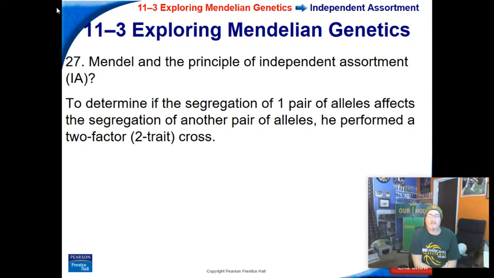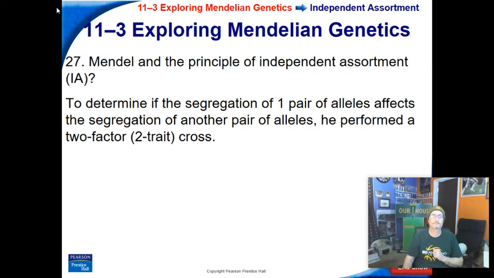So Mendel and the principle of independent assortment. Every time you see IA, that's what independent assortment is. So he wanted to find out if one pair of alleles, remember, most genes have two forms, a dominant form and then a recessive form. One pair of alleles, the segregation, remember in meiosis, during metaphase, the chromosomes get pulled apart and each gamete ends up with half of the genetic information. Whether or not the segregation of one pair of alleles would affect the segregation of another pair of alleles. And in order to do that, he formed a two-trait or two-factor dihybrid, they all mean the same thing, cross.